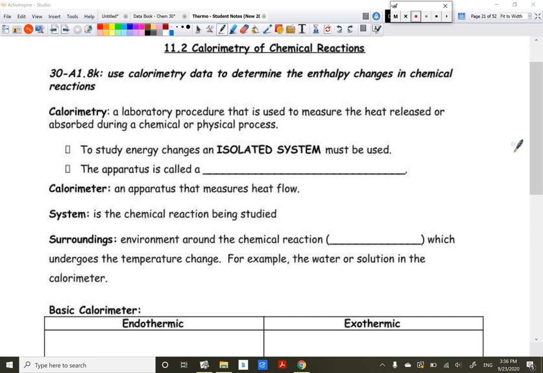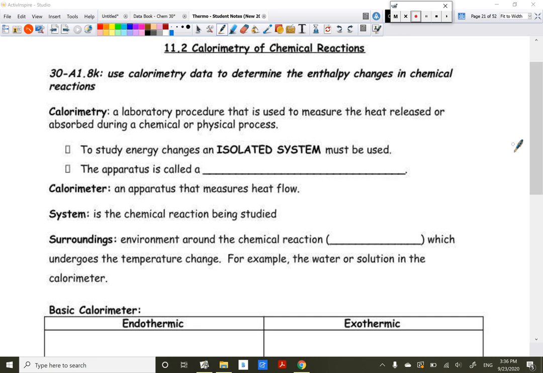Alright, welcome back. So today we are going to be looking at something called calorimetry. This is more or less a theoretical concept on how we can actually calculate molar enthalpy and enthalpy change for actual chemical reactions, and not rely on just looking at a change in enthalpy value.